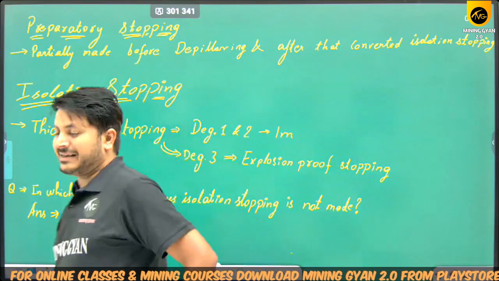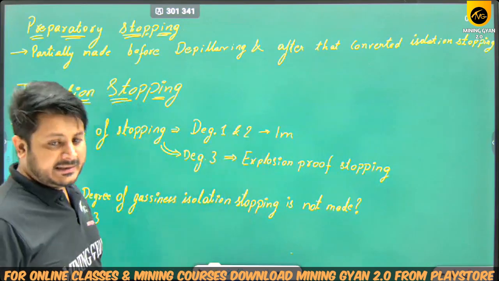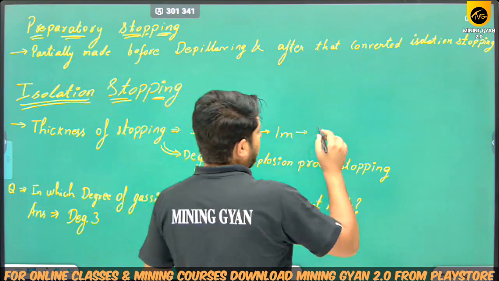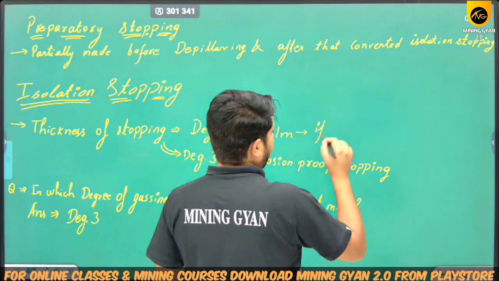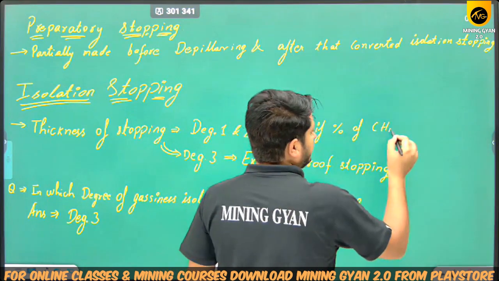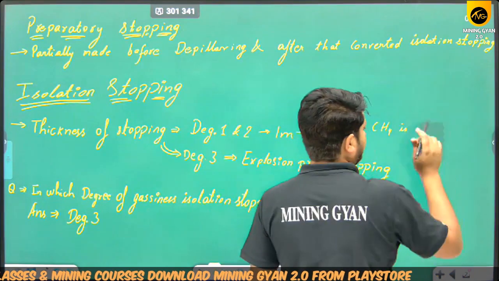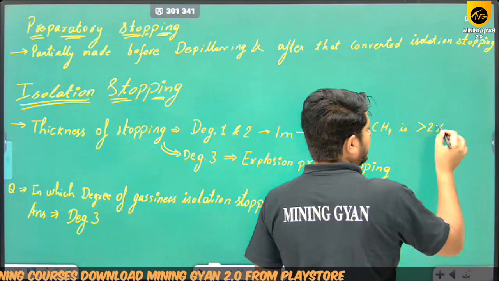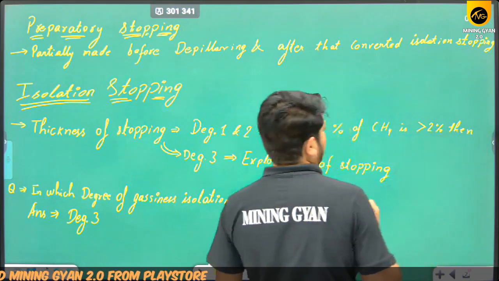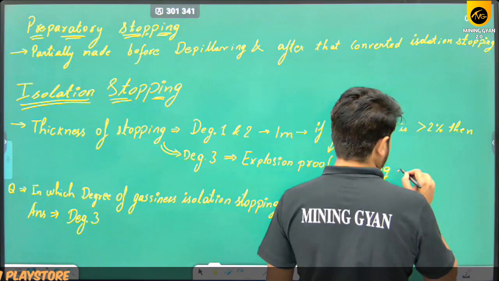Okay, but in case of, so let's look in the case of degree 1 and degree 2. In case of degree 1 and degree 2, basically it is said that if percentage of methane is more than 2%, then explosion proof stopping is made.